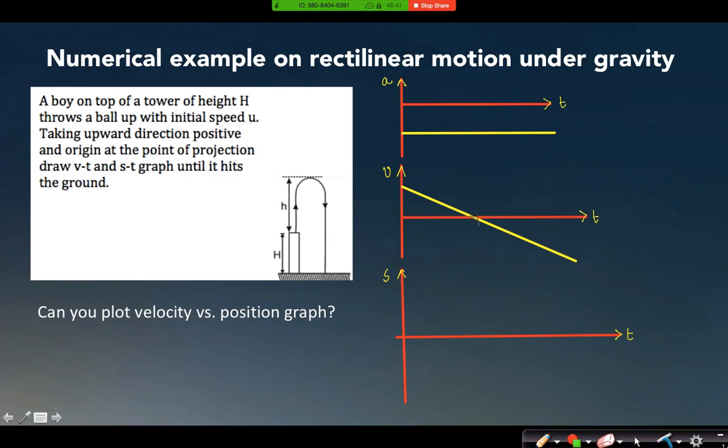I have seen a few students draw their VT graph like this. Why? They assume that in the downward journey the acceleration becomes positive, but it will never happen, right? How in your downward journey can you suddenly change your acceleration? So it will never happen. Your VT graph will be only a straight line with constant slope, because acceleration is constant.